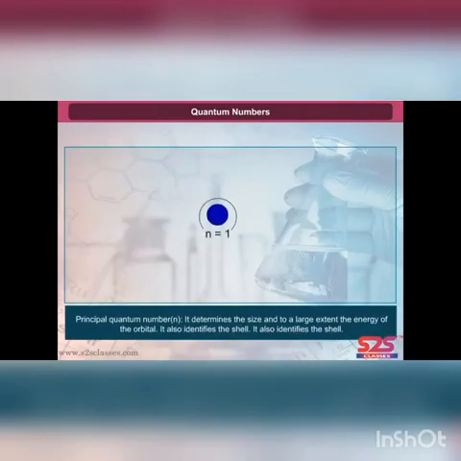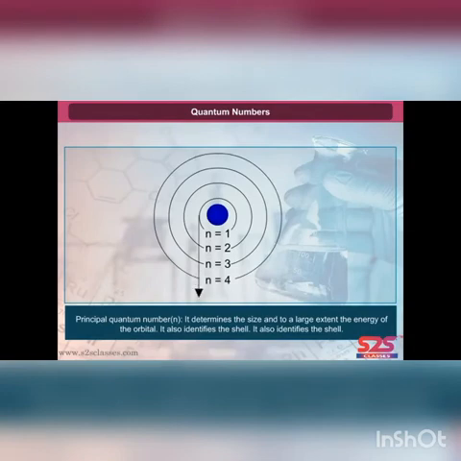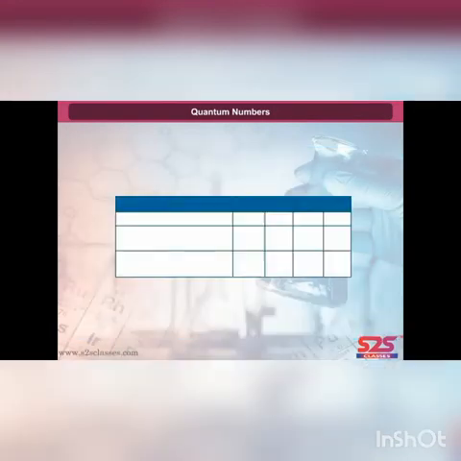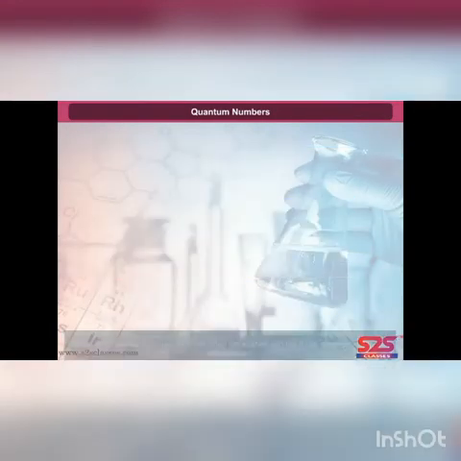Principal quantum number. It determines the size and, to a large extent, the energy of the orbital. It is denoted by n. It also identifies the shell. It can have positive integer values of 1, 2, 3 and so on.